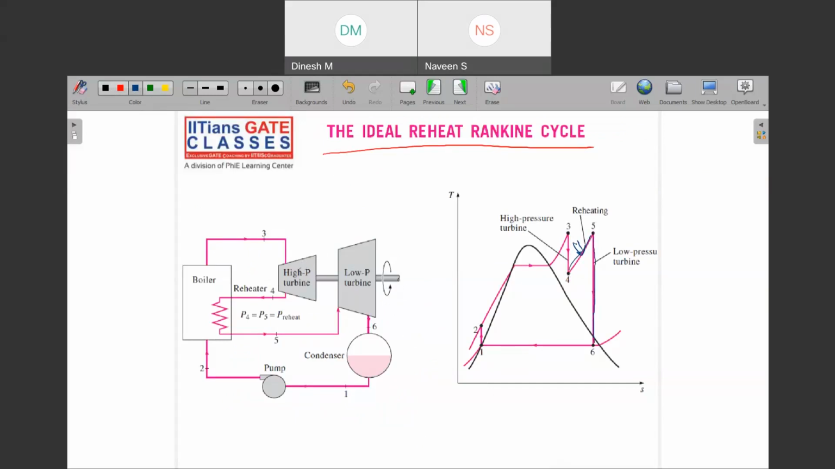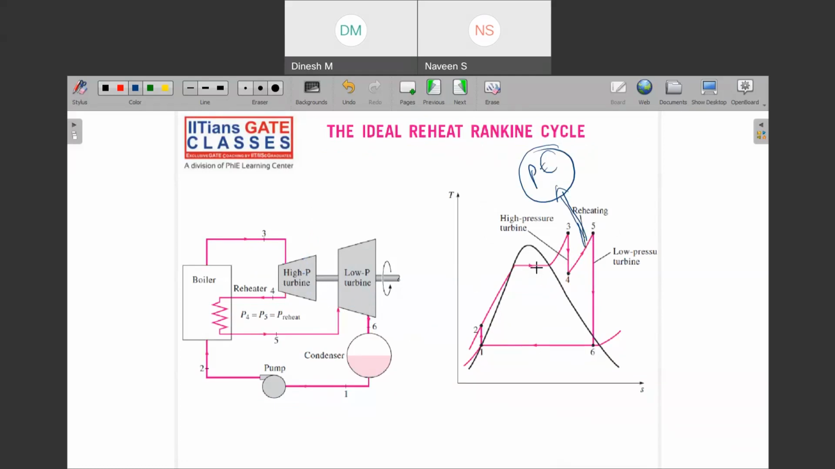So first you are expanding it at the higher pressure, so that is why it is called the high pressure turbine. And then you are expanding it in the low pressure turbine, so that is why it is called the low pressure turbine, and in between you are reheating it. So this reheat is done at what? Constant pressure. So here your pressure is constant. We need to remember that the pressure is constant, and then we are reheating it.